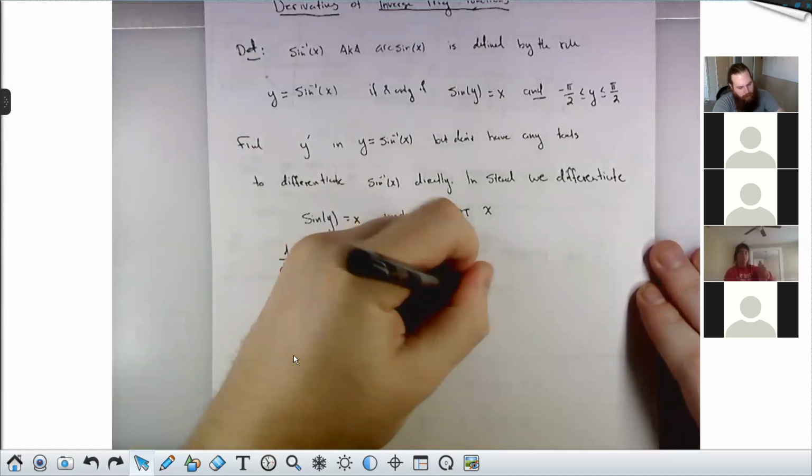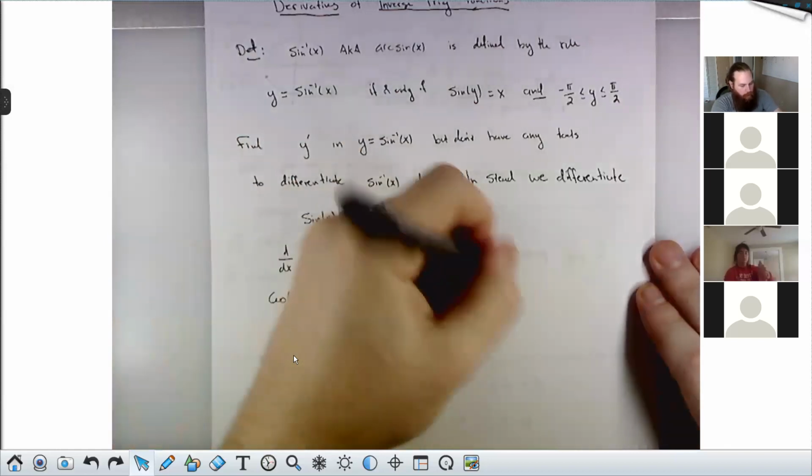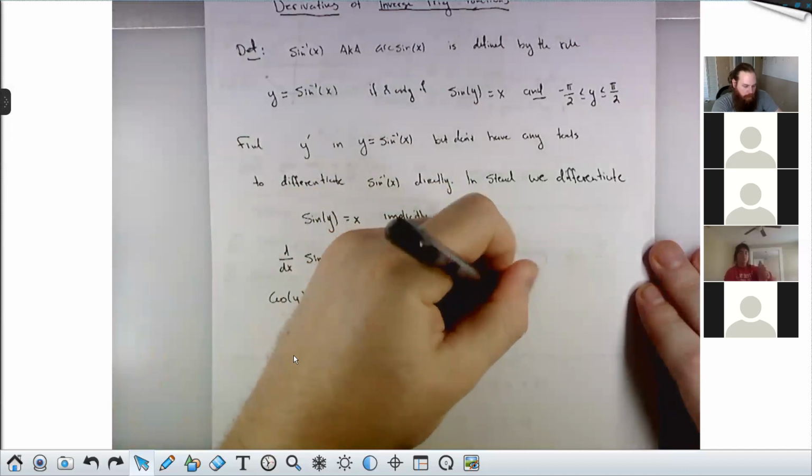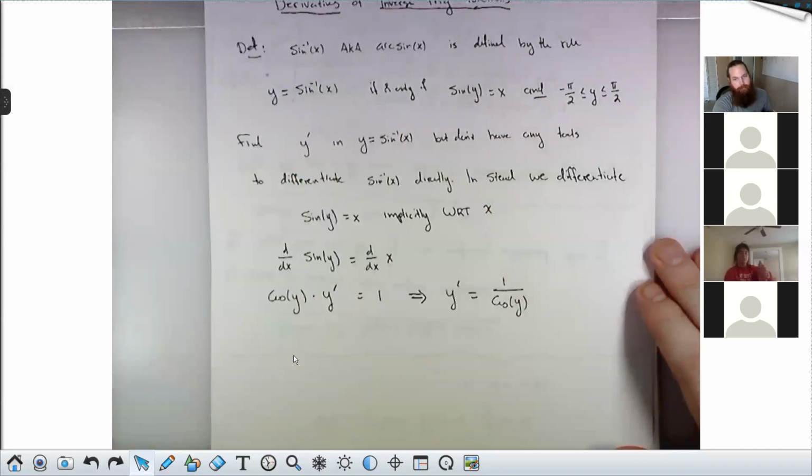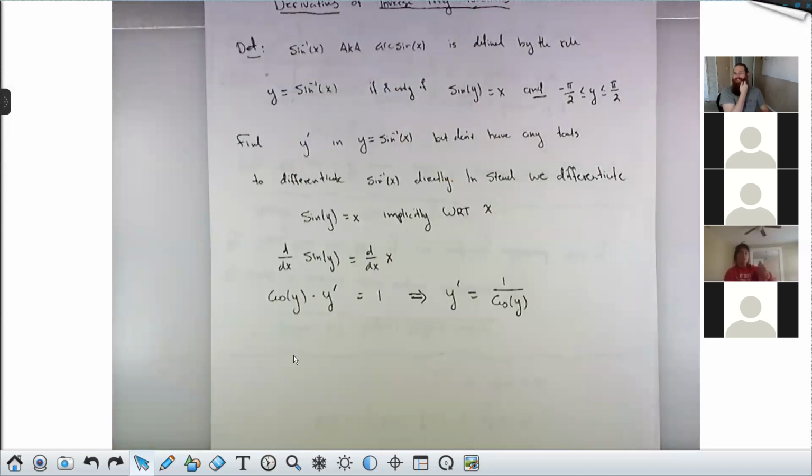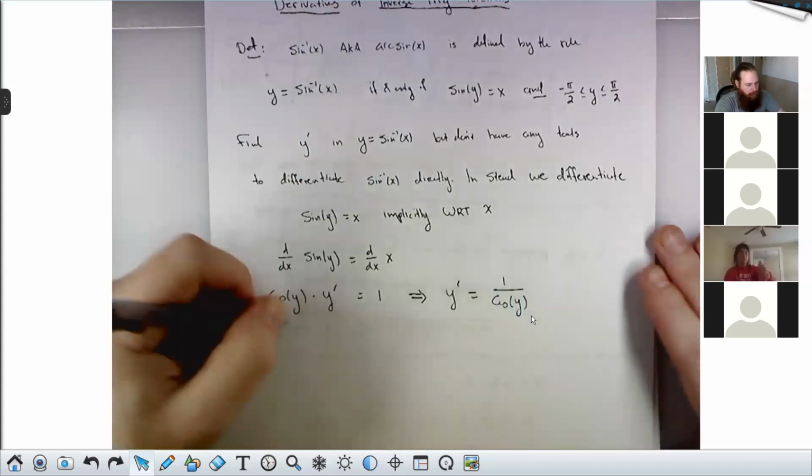y prime is 1 over cos y. That's all well and good, but remember my goal is to have a formula for the derivative of the inverse sine of x, and to say, well, the derivative of the inverse sine of x is 1 over the cosine of y. Not very helpful. In other words, I want to express this in terms of x.